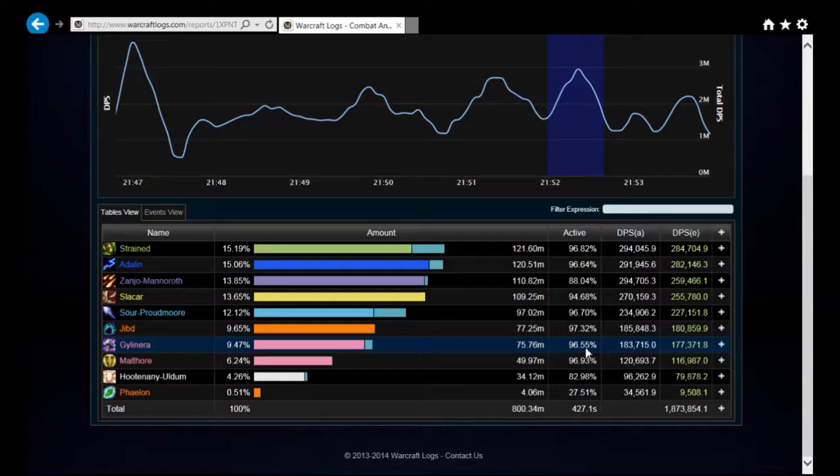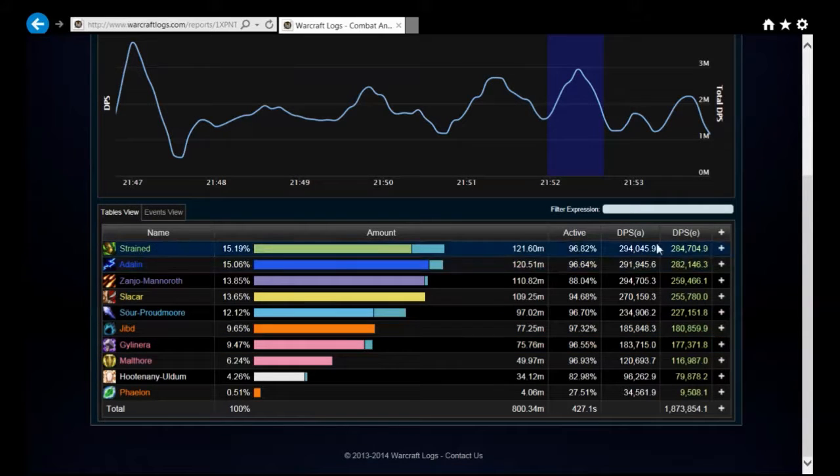So I do look at uptime as much as I can. I like to see higher than 95% uptime depending on the fight. Some fights you can get a lot closer to 100%. And one thing you will always notice is that your top DPS, your top outputters, will always have some of the highest active time as well. They're always casting a spell. They're always doing something. So I do look at active time.